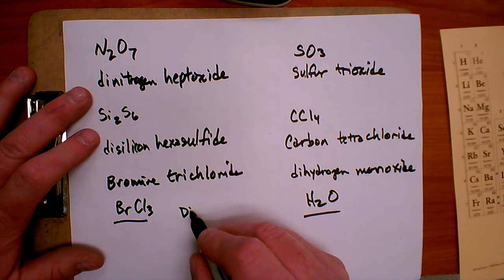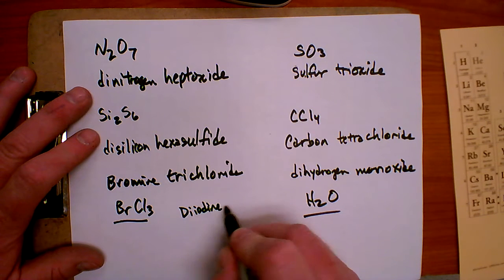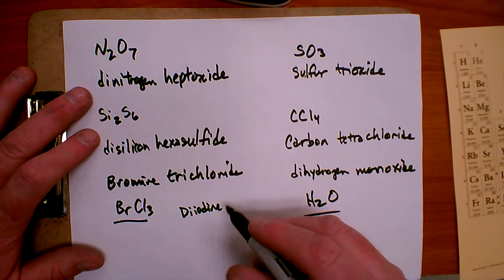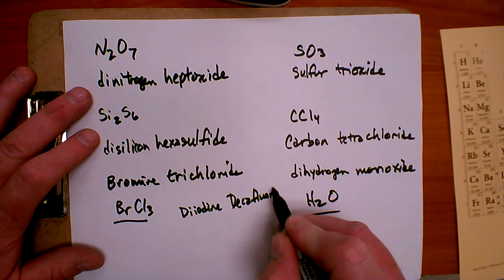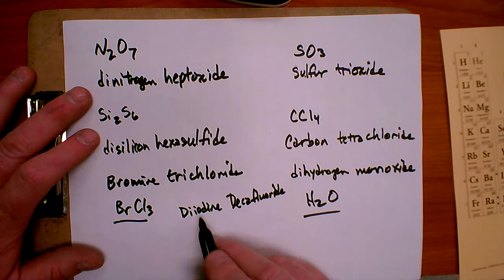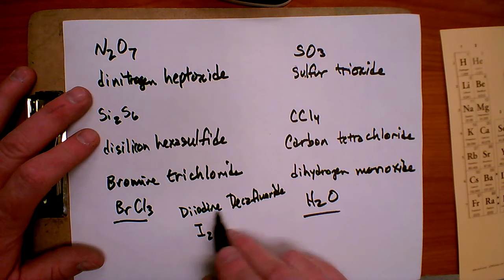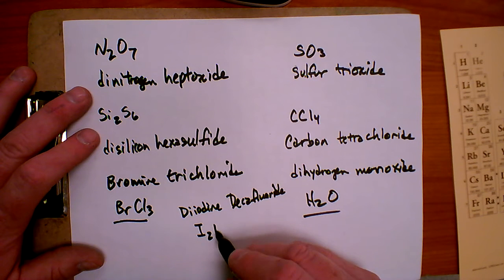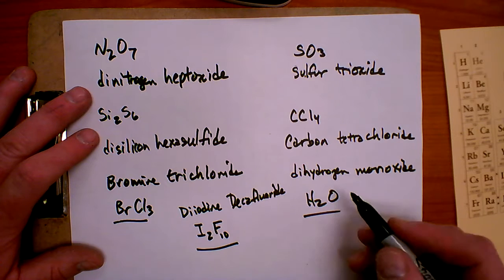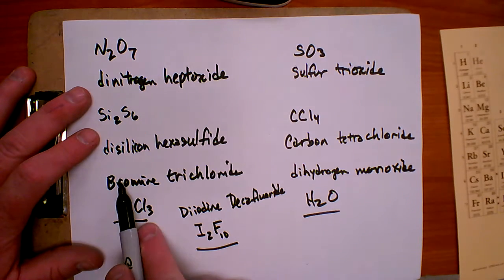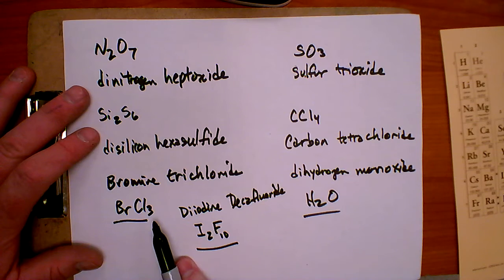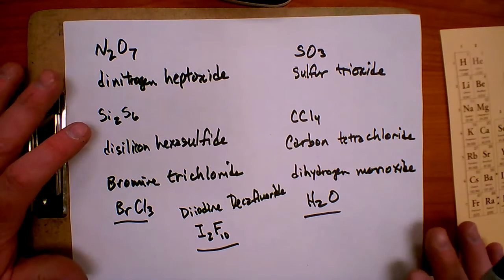How about diiodine decafluoride? Diiodine means 2 iodines, deca means 10 fluorides, I2F10. So if I have the formula, I can do the name. If I have the name, I can do the formula. That's how you do the molecular nomenclature.